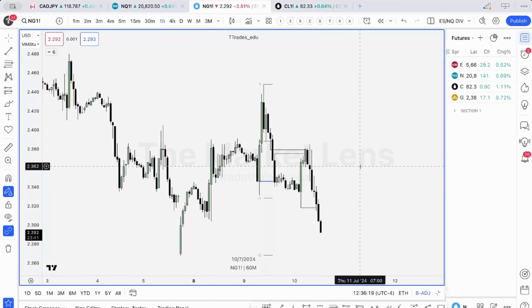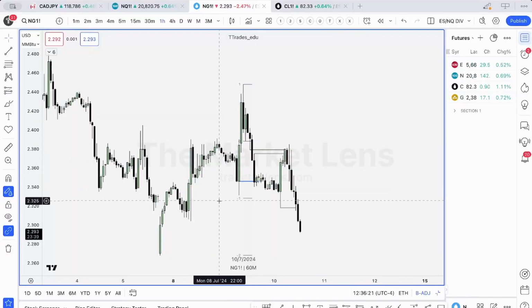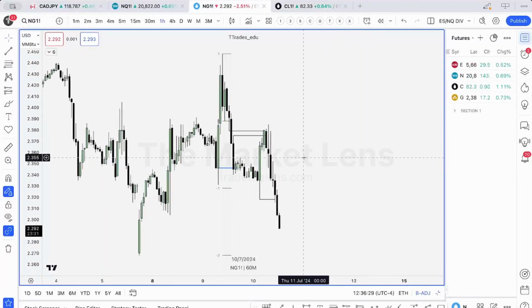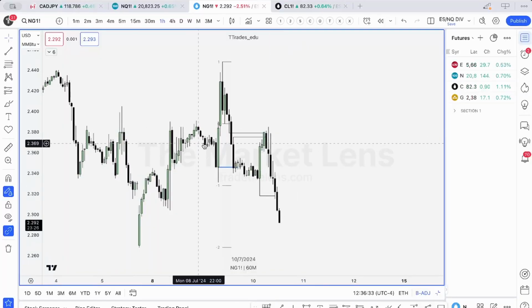Now the next thing we're going to go over is just a few more examples of that daily to hourly setup, because that is honestly my preferred one shot, one kill setup that I like to see. So you can see here on natural gas, this was asked in the chat, and so I went ahead and marked it out, but we'll go over that.